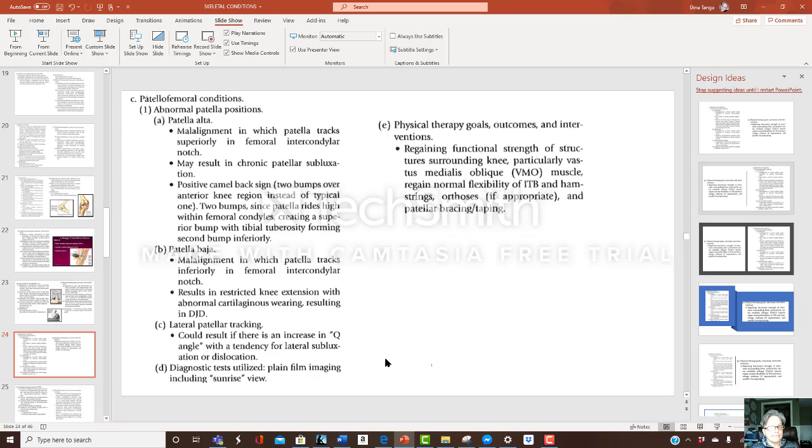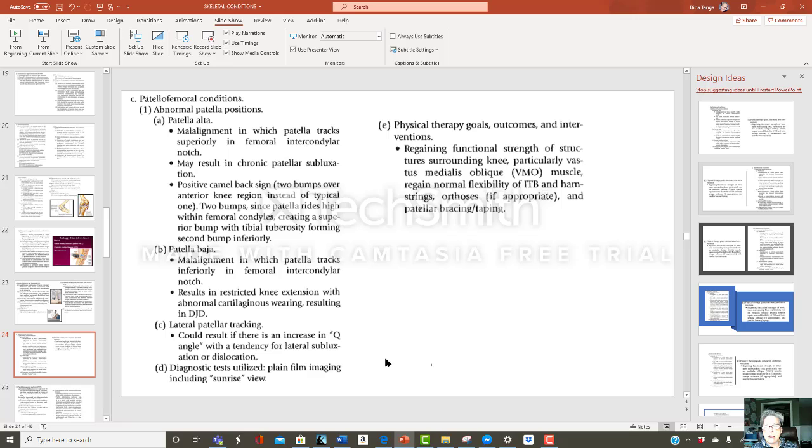Patella baja: malalignment in which the patella tracks inferiorly in the femoral intercondylar notch, resulting in restricted knee extension with abnormal cartilaginous wearing resulting in degenerative joint disease. Lateral patellar tracking can result if there is an increase in the Q angle, with a tendency for lateral subluxation or dislocation. Diagnostic tests utilized: plain film imaging, including sunrise view.